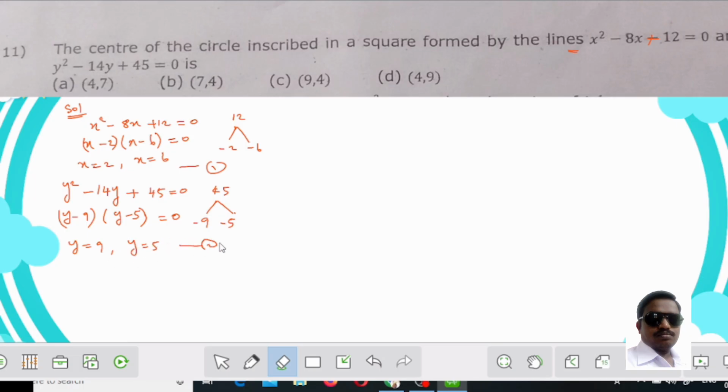Now there are four straight lines: x equal to 2, x equal to 6, y equal to 9, y equal to 5. These four straight lines will form a square. And they are also asking you to find out the center of the circle inscribed in the square.